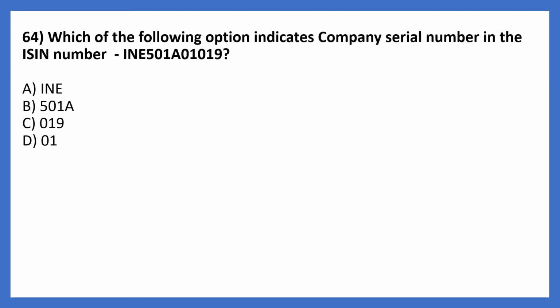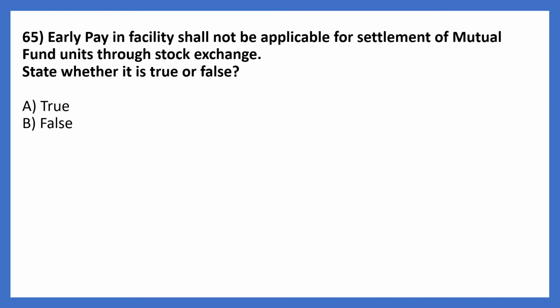Which of the following option indicates company serial number in the given ISIN number? Option A, INE, option B, 501A, option C, 019, and option D, 01. The correct answer is option B, 501A. Early pay-in facility shall not be applicable for settlement of mutual fund units through stock exchange. State whether it is true or false. The correct answer is option A, true.